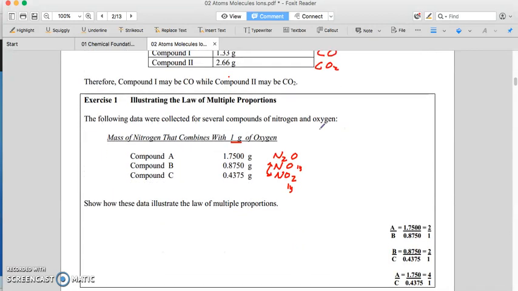Okay, here's another example of the law of multiple proportions that I accidentally left the answer to instead of working out right away. But we've got mass of nitrogen that combines with 1 gram of oxygen. These compounds consist of only nitrogen and oxygen.